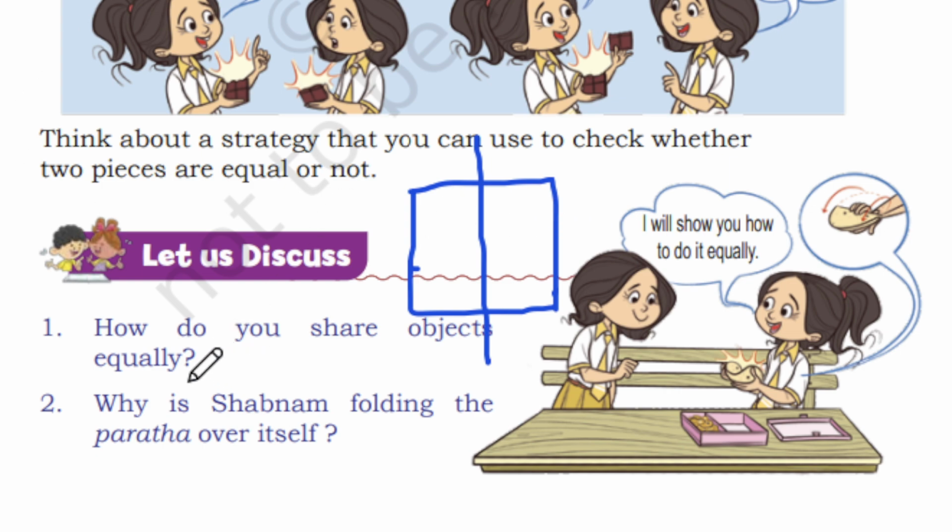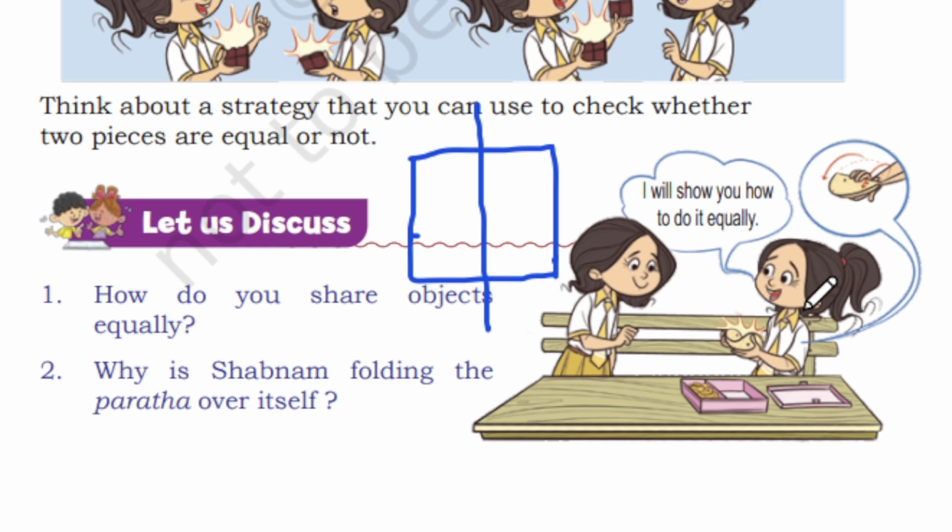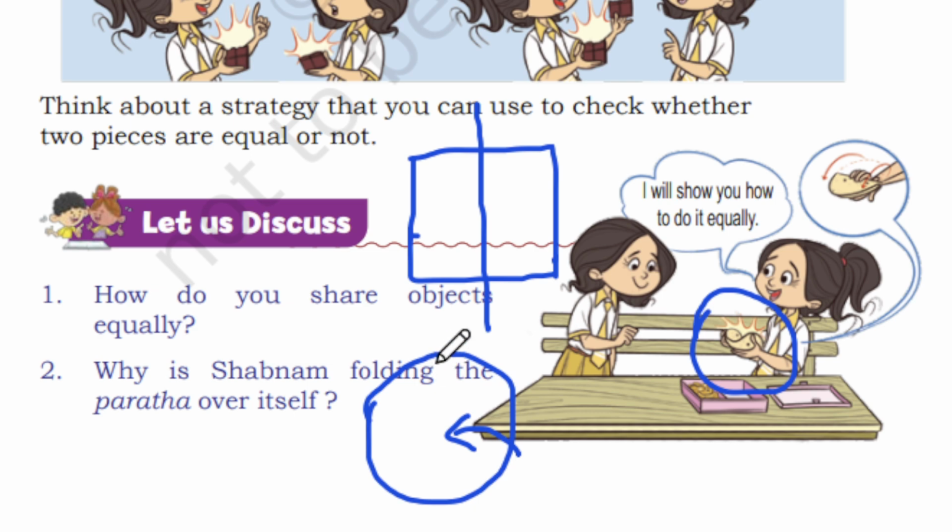So why is Shabnam folding the paratha over itself? If you see, she is holding the paratha in her hand and she is folding it. Why is she folding the paratha? Imagine that this is the paratha. If she folds it, a small line forms in the center. So they can cut the paratha equally and share it. That is the reason for folding the paratha.